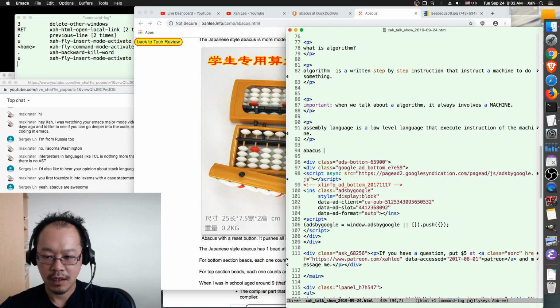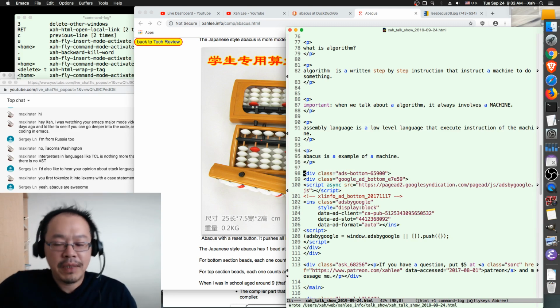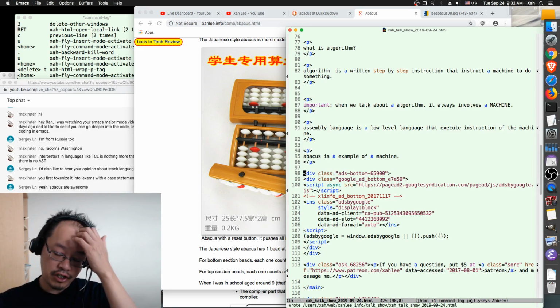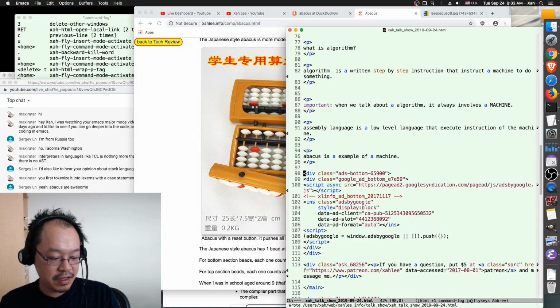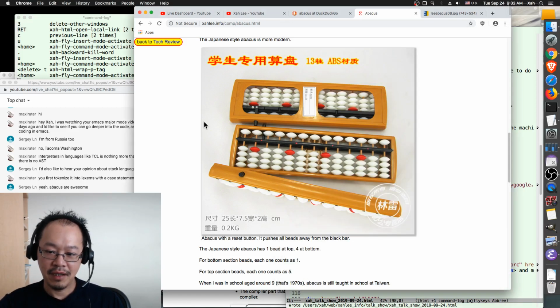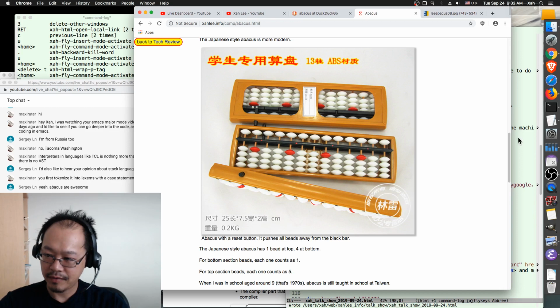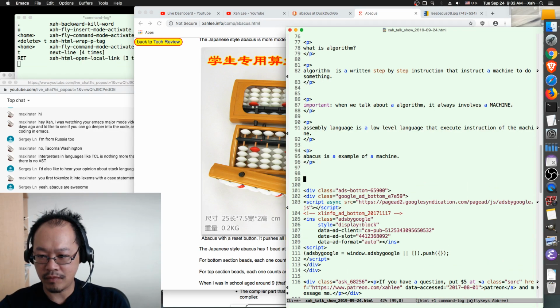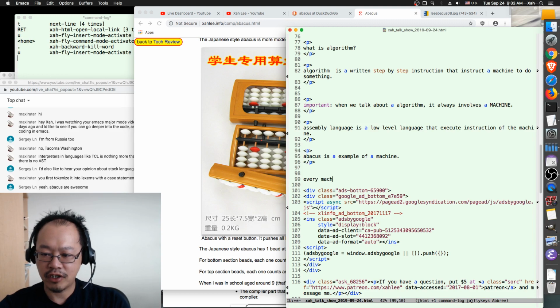Abacus is an example of a machine. Now there are many other machines. For example, CPU is a machine, and modern computers such as CPU or your calculators or the chips in your microwave, those are all machines, and those machines are very, very complex. It's hard to understand, but in principle they are just like an abacus. You have an instruction set. Every machine has an instruction set.